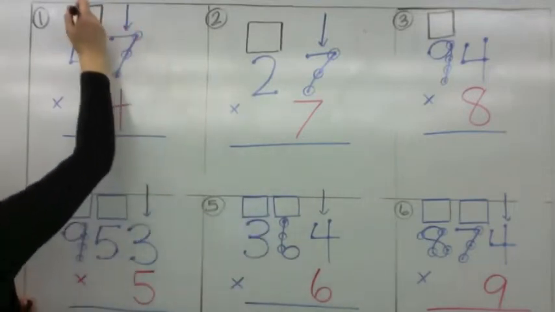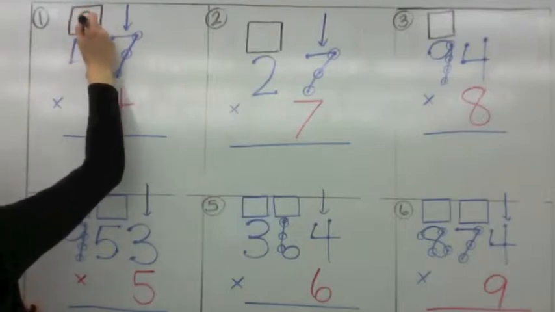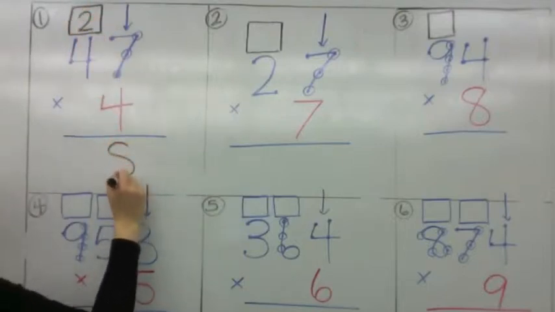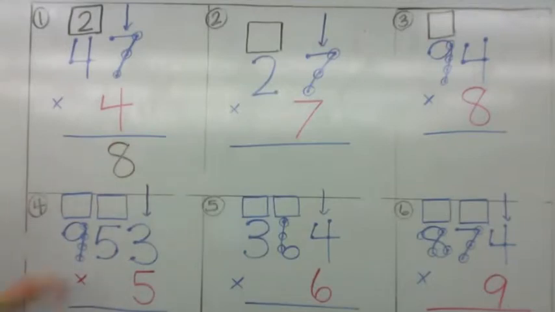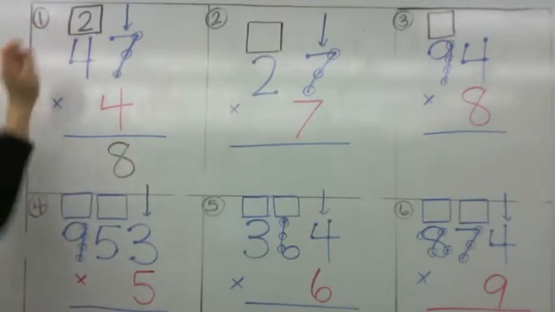Let's carry over the 2 up here. Let's put it in the tens place. And then write the 8 in the ones place, right? Because in 28, 8 is in the ones and 2 is in the tens.